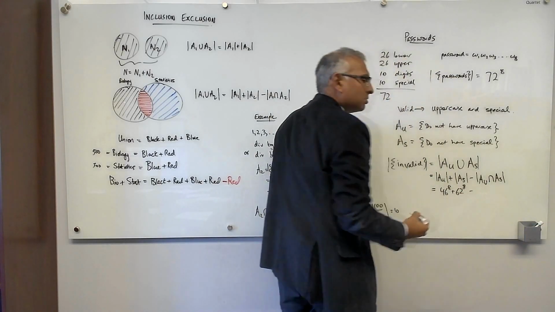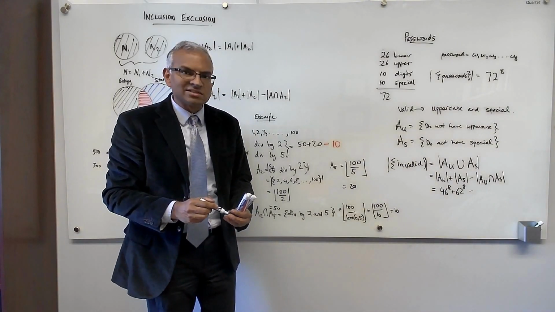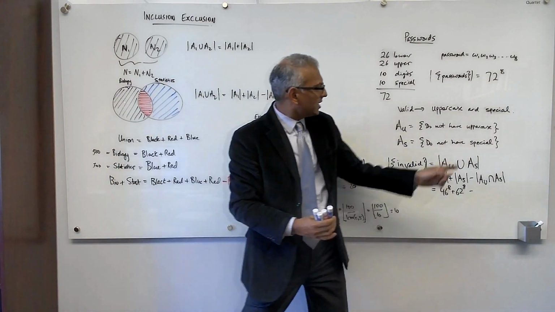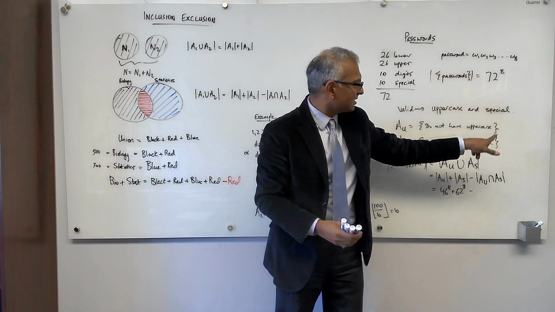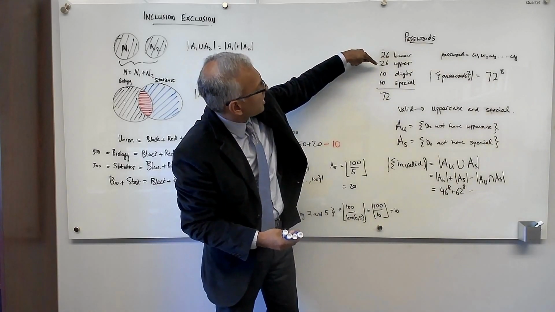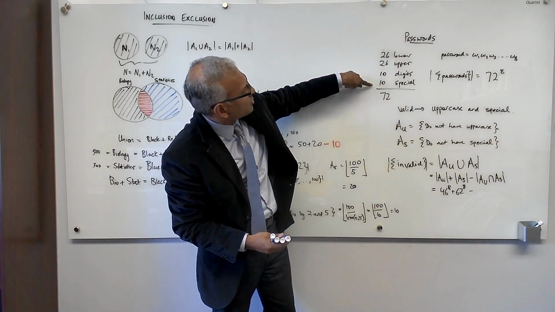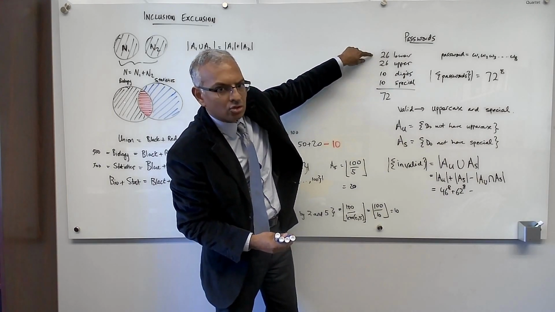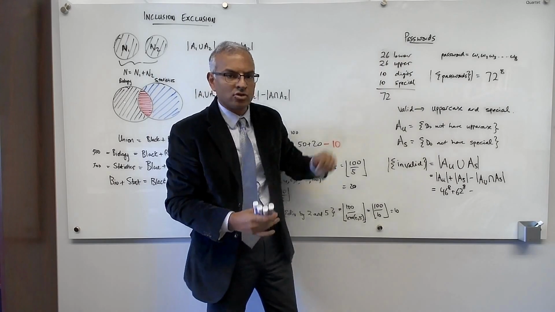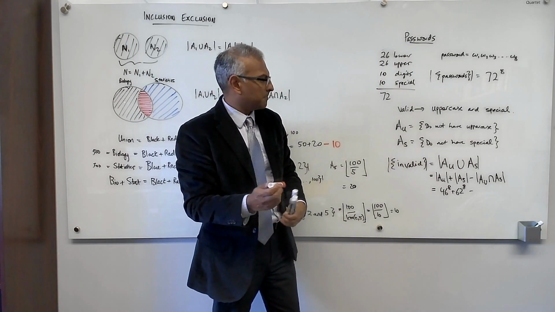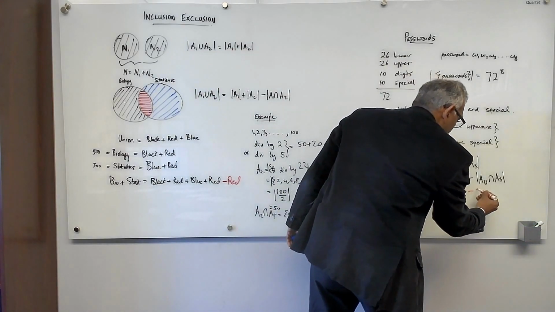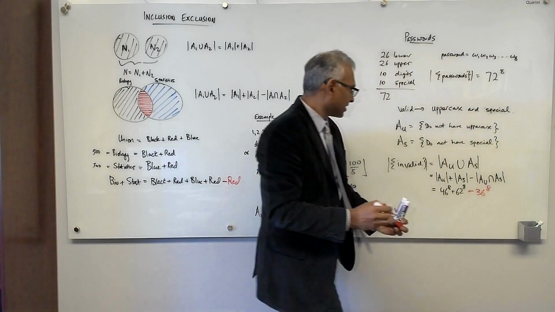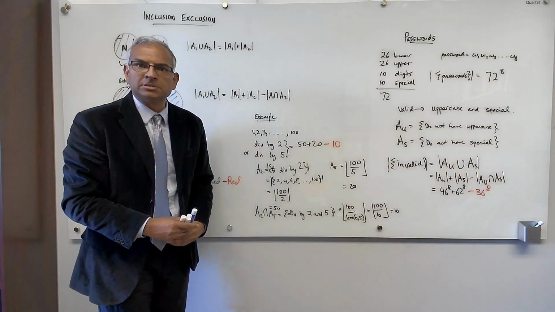And now we have to subtract the intersection. If it doesn't have an uppercase and it doesn't have a special, it means you're not using the uppercase or the specials. So you're using just the digits and the lowercase in your password. So that's 36 choices for your password of size 8. So you have to subtract 36 to the power 8. So that's the number of invalid passwords.